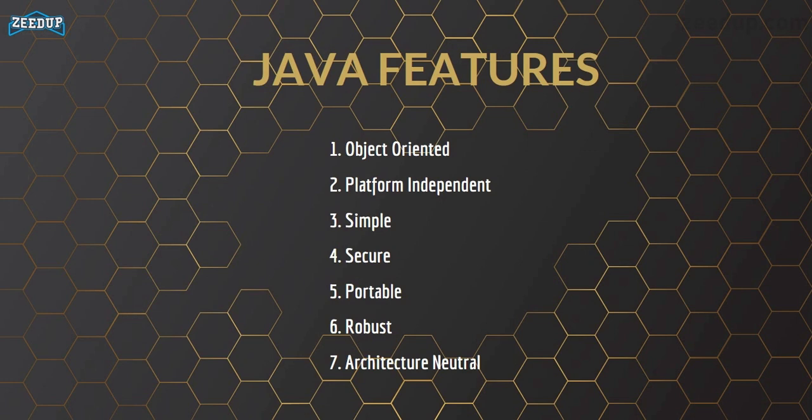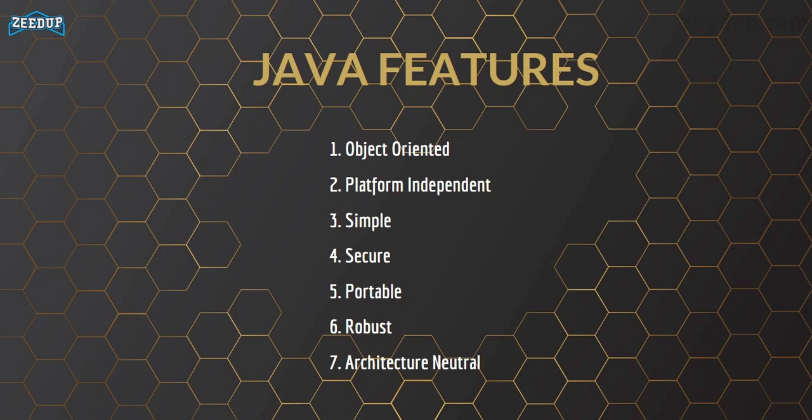Robust. Java makes an effort to eliminate error-prone situations by emphasizing mainly compile time error checking and runtime checking. This makes Java one of the most robust programming languages.